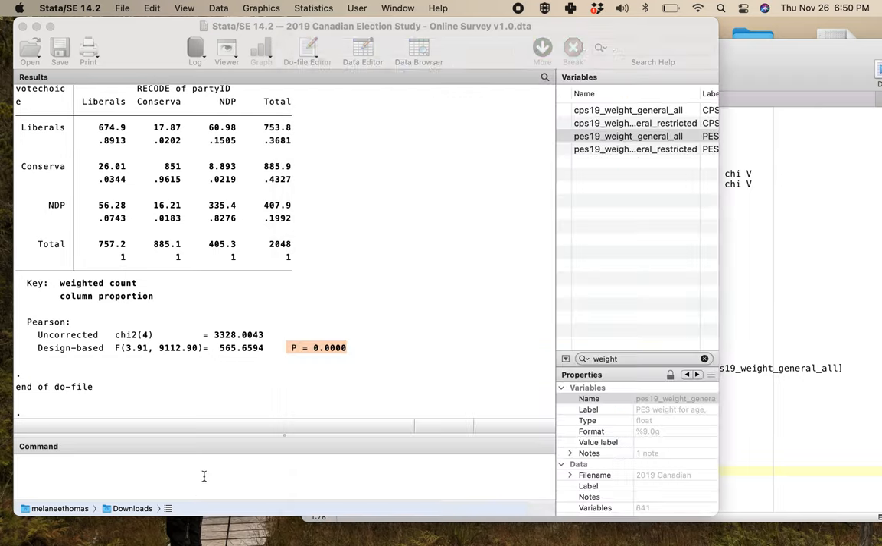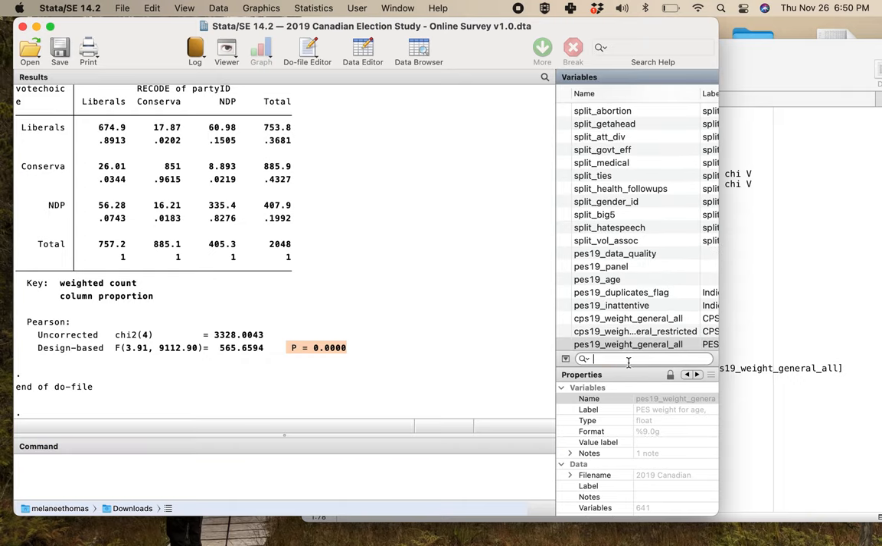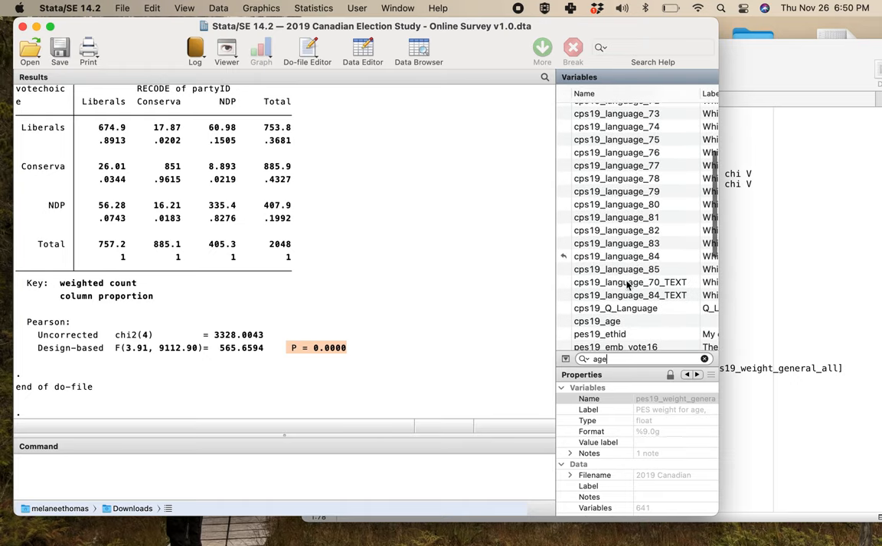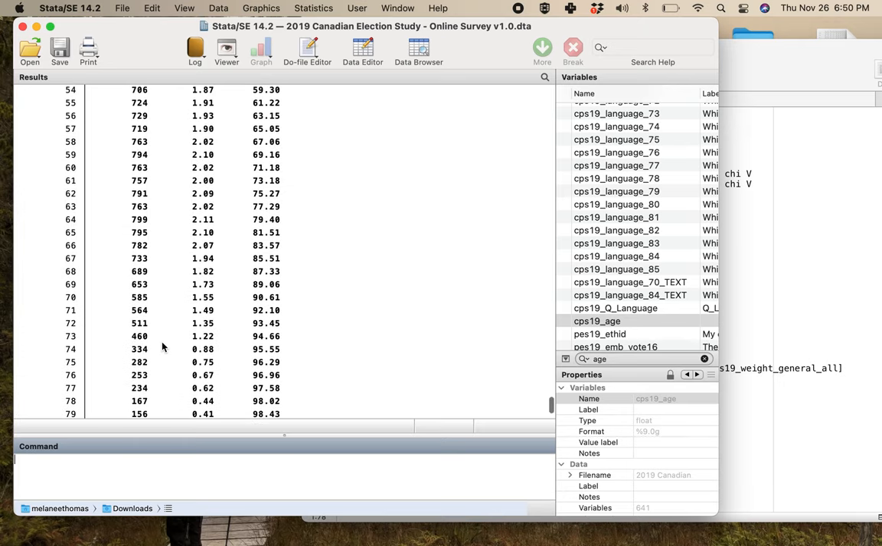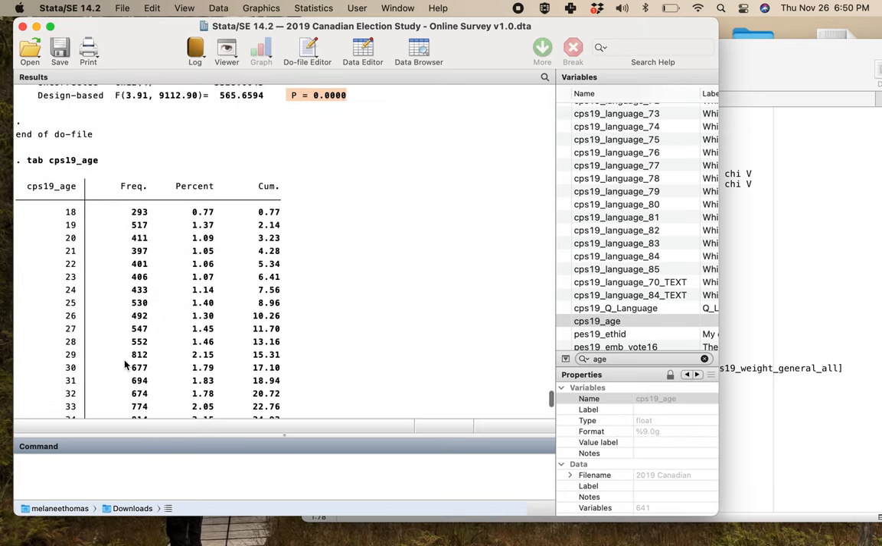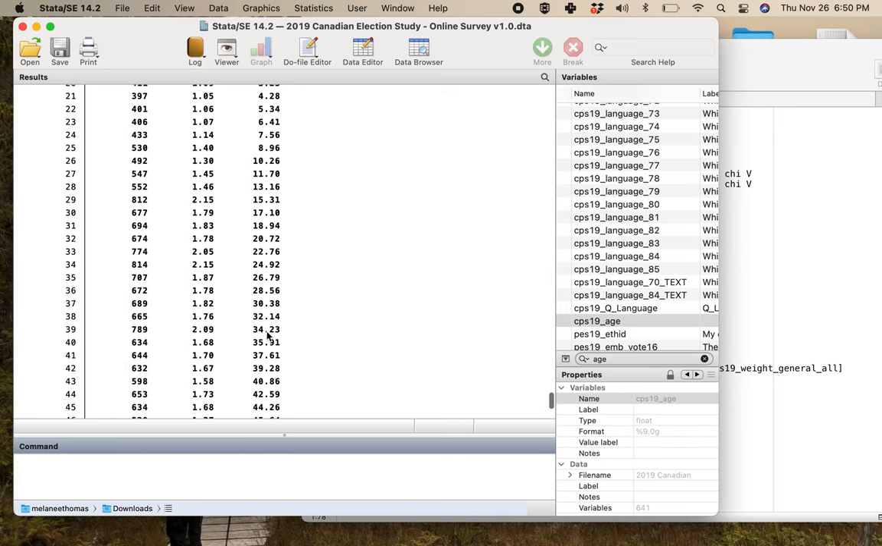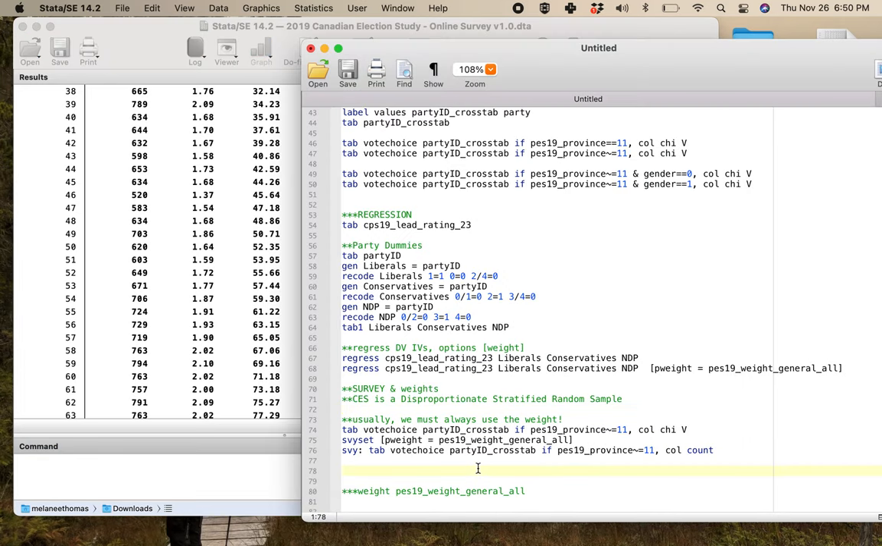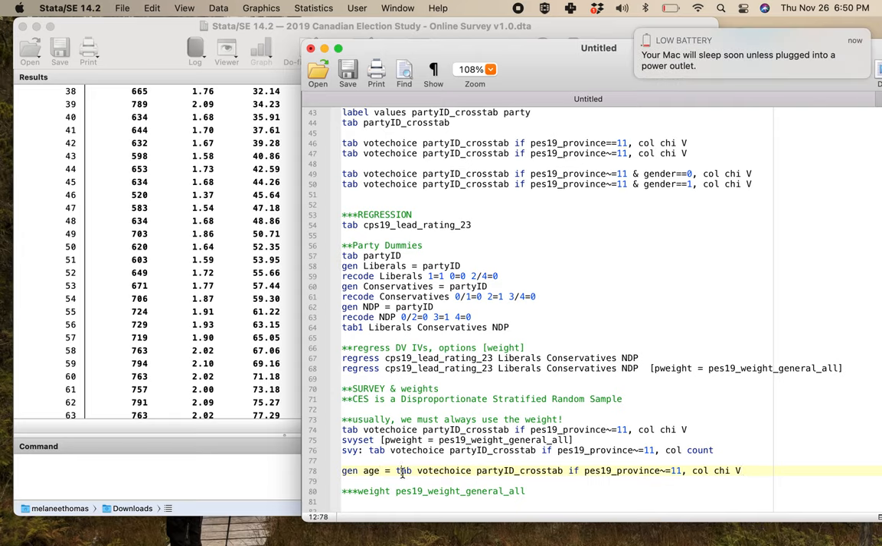But I do want to show you what it might look like in terms of how the weight will change things. So I'm going to do CES 19 age. Let me just do age and vote choice, right? So I've got my age variable where it's 18 to 99, and where are my categories? I'm going to do 18 to 40, 41 to 59, and then 60 plus. Okay, so I'm going to do gen age equals CES 19 underscore age.